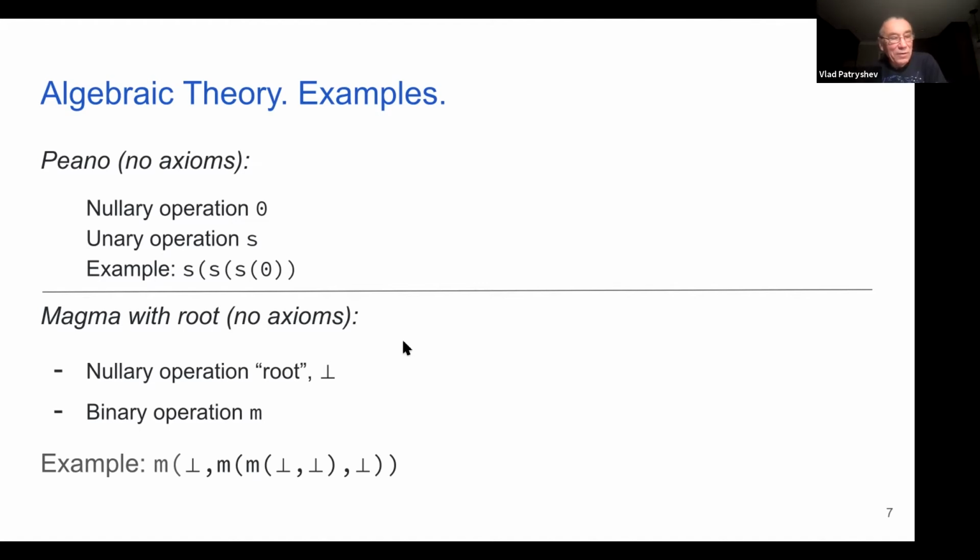So, magma with root. Magma is basically like a tree, or like a monoid, but what does it have? It has a nullary operation called root, denoted like this, like bottom, and a binary operation, let's call it M. And here's an example of a correct expression in magma. So M takes two parameters, one parameter is bottom, the other is this big expression. This big expression is M, and it takes two parameters, like M bottom, bottom, and then bottom. So here's an example of a correct expression in magma. Well, at least this one is correct, this one is not. But see, no axioms, so we don't transform anything to anything.